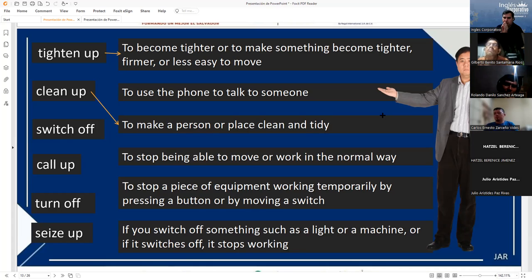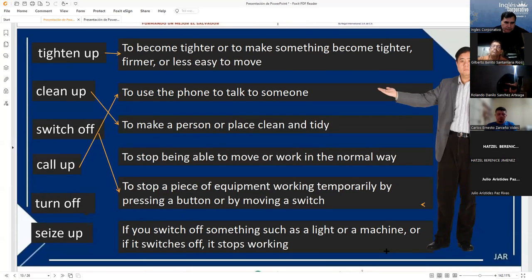Switch off. If you switch off something such as a light, to stop a piece of equipment working temporarily. Yes. Pressing a button. That's correct. Call up. To use the phone. Yes, the telephone. Excellent.